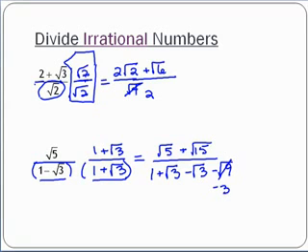Okay, take a look at a positive square root of 3 and a negative square root of 3. So those two are going to cancel. And then I have a 1 minus 3, so that becomes a negative 2. So I have square root of 5 plus the square root of 15, and it's all over negative 2.